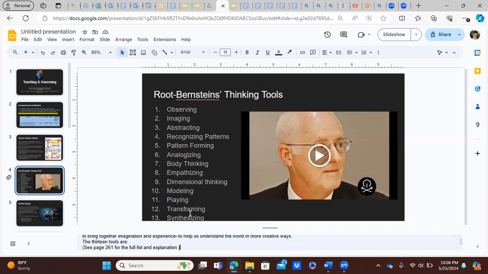So observing is highly creative people pay attention to their senses. They are open to all the experiences of the body.